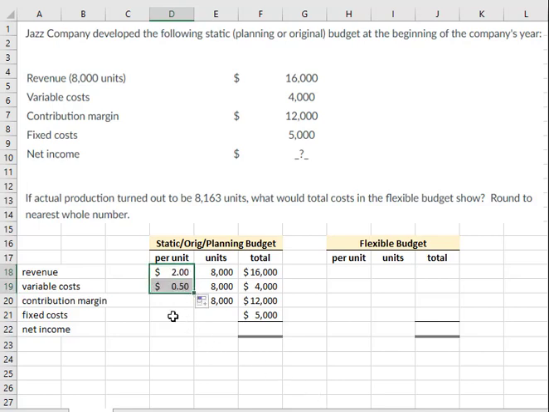Same thing with the variable cost. What did they expect it to be? Well, it was something times 8,000 gave them the 4,000. So to back into what it was per unit, you go backwards. You take the total and divide it by the number of units. So then you can get what they expected when they made that original budget.